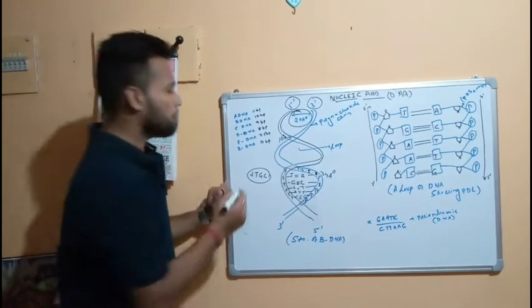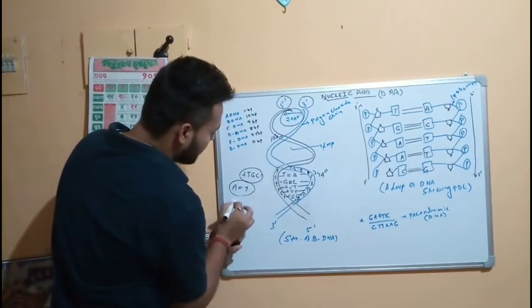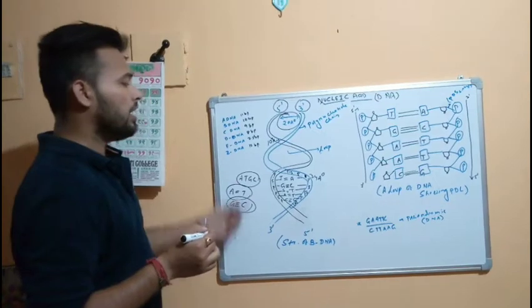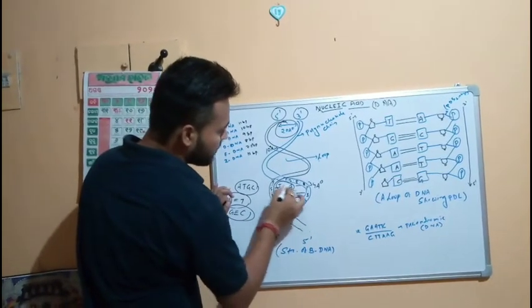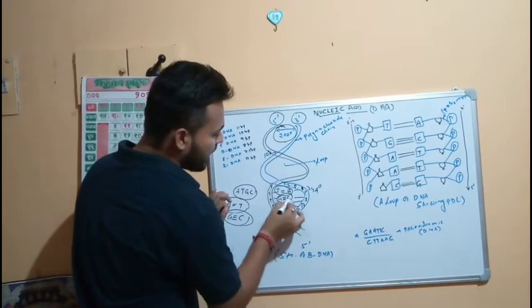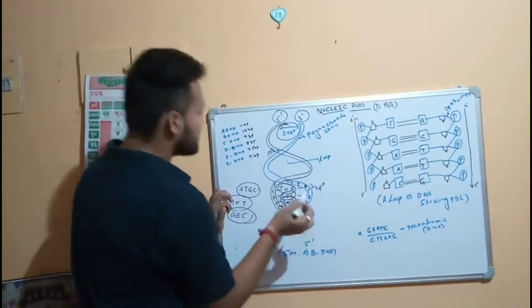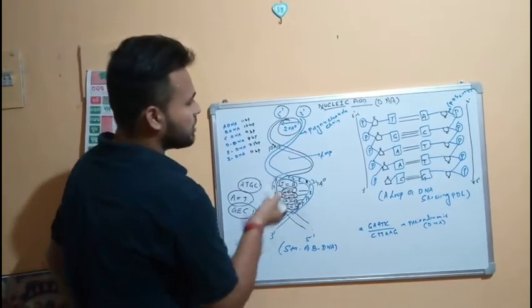Then, A is linked with T by a double bond and G is linked with C by a triple bond. Let us join them together: A linked with T, G linked with C, A linked with T, A linked with T and G linked with C. In the process, the linkage occurs.